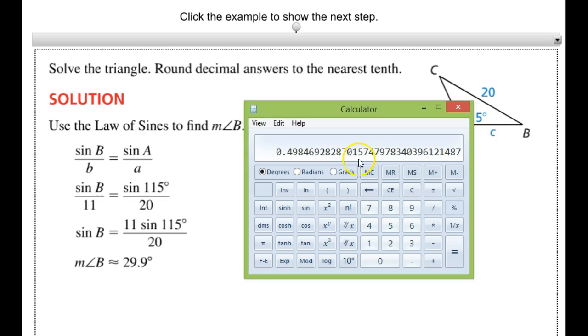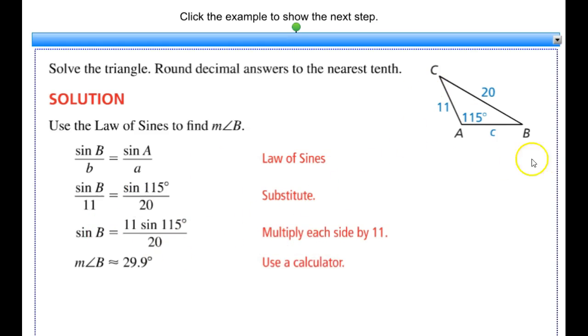That doesn't seem like the actual measure of this angle B, and it's not. So here I'm going to use this information and find the inverse sine of that. And now I end up with 29.9. So that gives me a much more realistic number. And since I'm finding the angle, I have to use the inverse to find that. Okay, so I know now that angle B is 29.9.